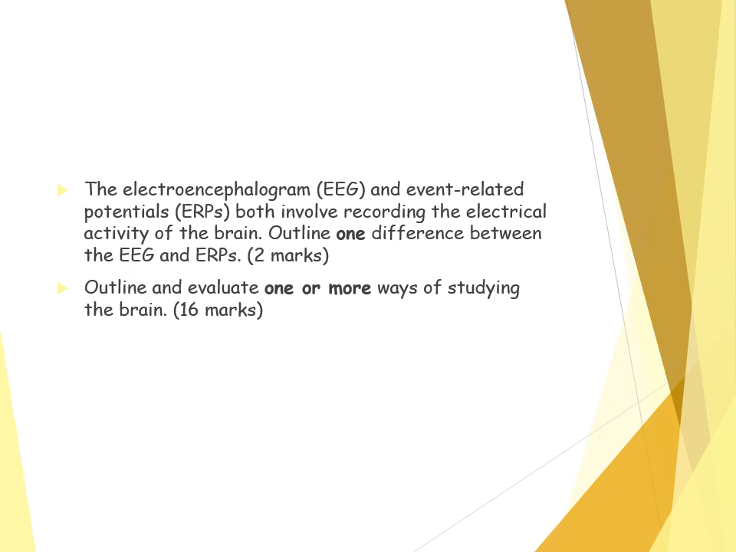Outline and evaluate one or more ways of studying the brain for 16 marks. So for this one I would structure it in terms of AO1 for one way of studying the brain, then AO3, then my AO1 again, my AO3, AO1, AO3, rather than doing all of the AO1 together and then the AO3. I would separate it per scanning technique or studying technique, and focus on the AO1 as one paragraph for that technique, and then evaluating it and then moving on to my other ways of studying the brain.